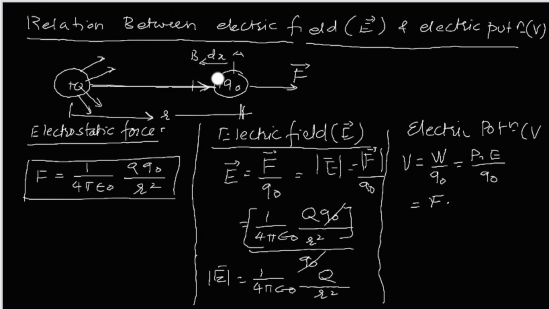So how much work is done? That is a small work done dw, the small work done to shift the charge from position A to position B. Whatever work is done is converted into potential energy, so work done is nothing but potential energy here. So what is work done? Work done is force into displacement. So how much distance is covered, or what is the displacement, to shift the charge from A to B?